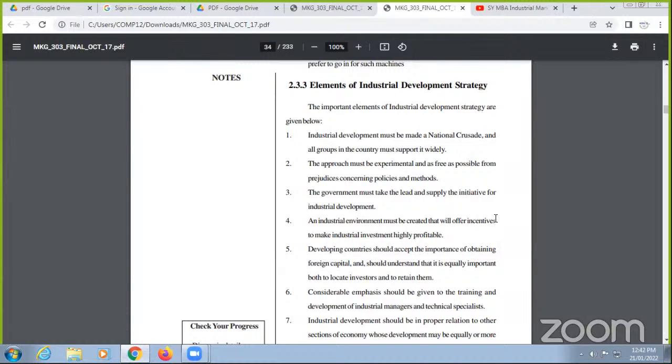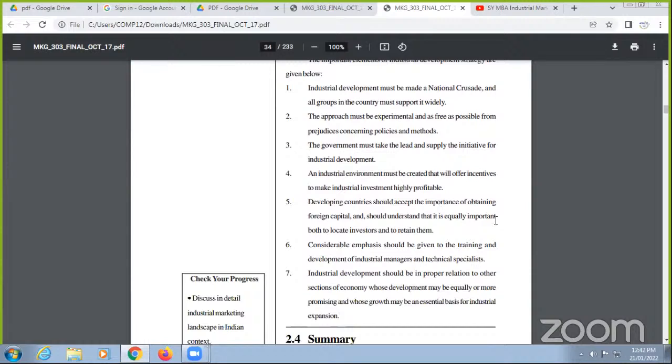Fourth, fifth, developing countries should accept the importance of attracting foreign capital and should understand that it is equally important both to locate investors and to retain them. Six, considerable weight should be given to the training and development of industrial managers and technical specialists.